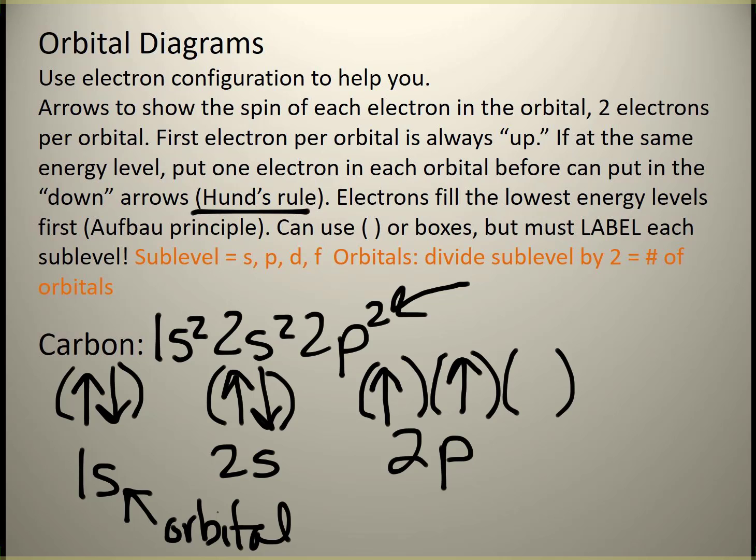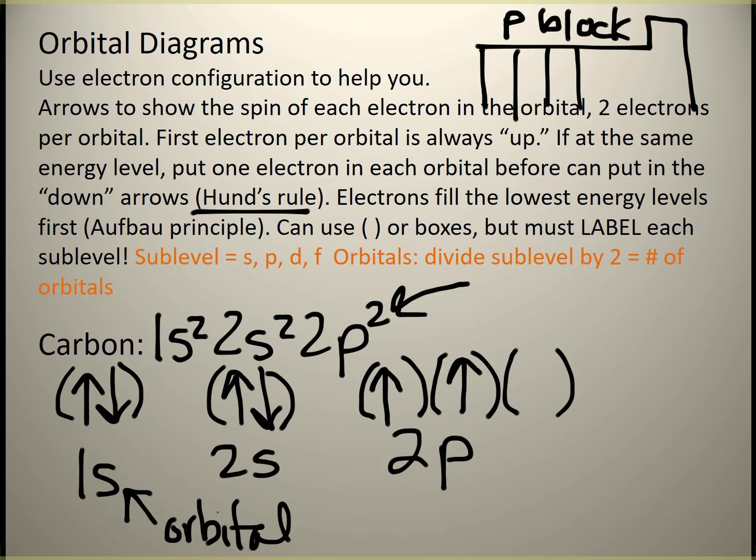And I know that there's 3 orbitals for a p, because if I count on the periodic table in that p block area, 1, 2, 3, 4, 5, 6. So I take 6 electrons and I can put 2 electrons in an orbital. So I divide by 2. So that tells me there are 3 p orbitals.